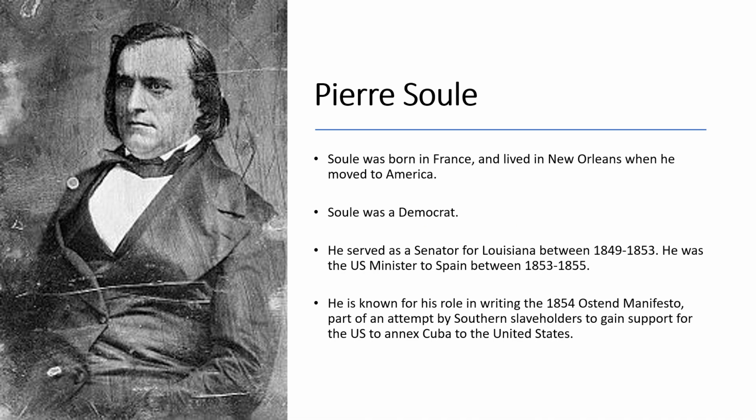Then thinking about the Ostend Manifesto, we've got Pierre Soule, who has a key role in that event. So he's born in France, but moves to America and lives in New Orleans, which is in the South. He's a Democrat. He does have a few political positions. The one that we need to know about most is that he is the US Minister to Spain between 1853 and 55. He's famous for writing the Ostend Manifesto, which was an attempt to gain support for basically America annexing Cuba.